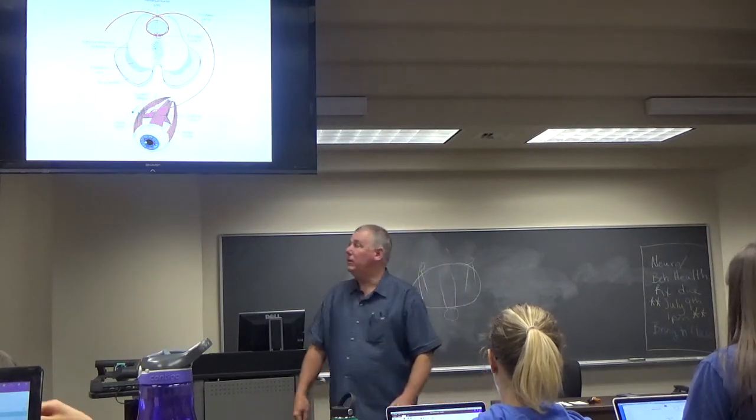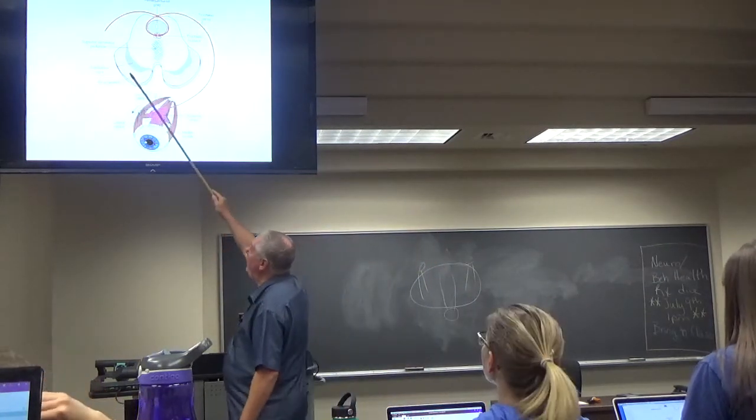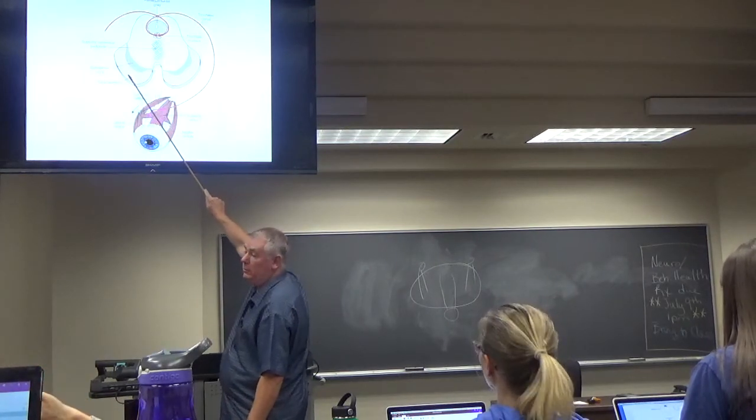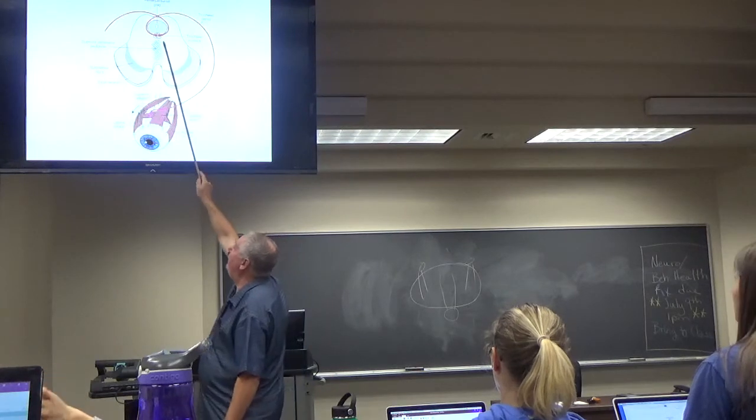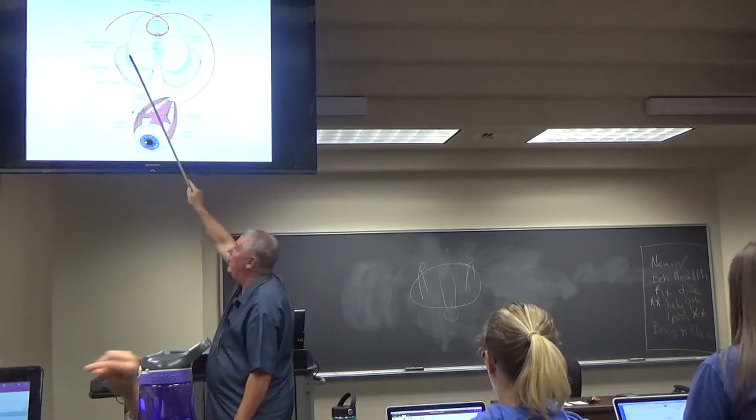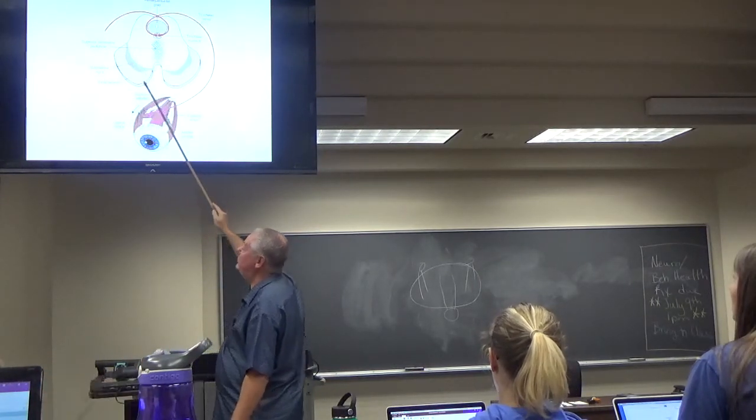While we're on this slide, sitting between the cerebral peduncles, also called the crus cerebri, and the substance of the mesencephalon here is the substantia nigra.